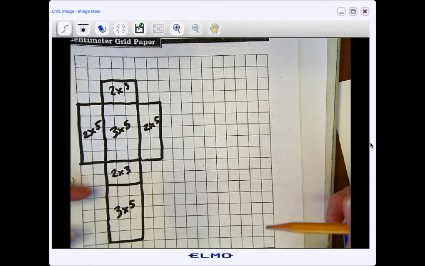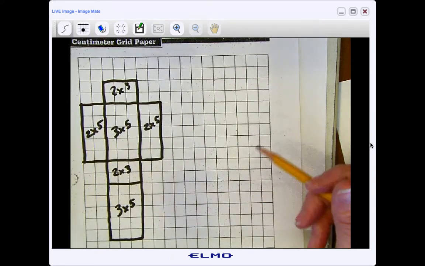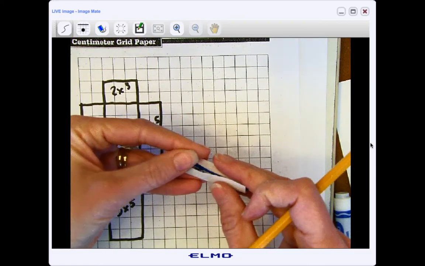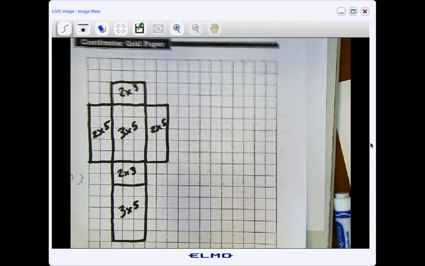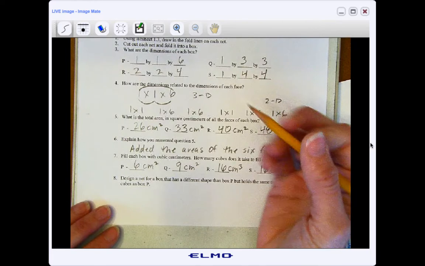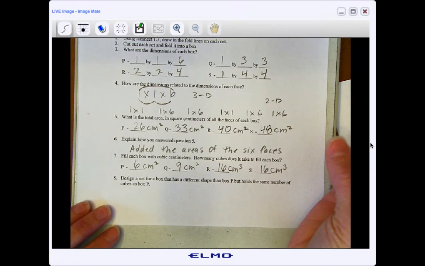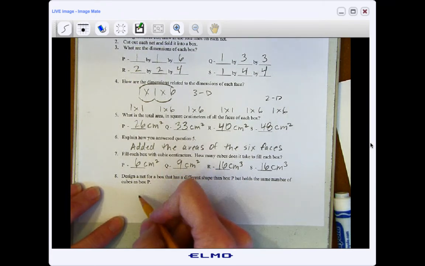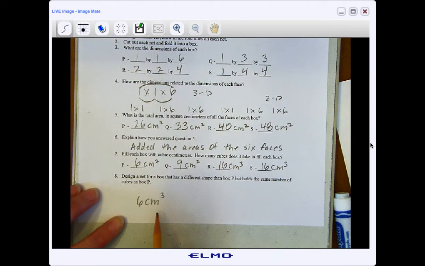Okay, and if you think you've got a flat pattern, or a net that would fold and hold 6, but would not be a 1 by 1 by 6, take a picture of it and attach it in a classroom. Okay, so that's kind of like an extension if you've got some extra time and want to keep your brain moving. Okay, so a box that's not a 1 by 1 by 6 that would hold 6 cubic centimeters.